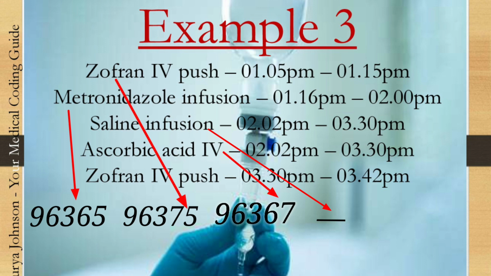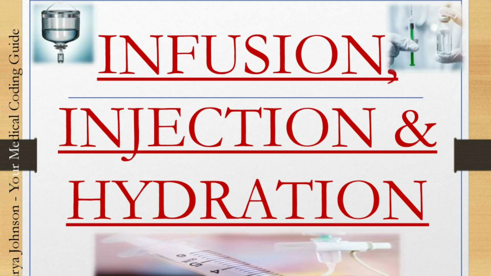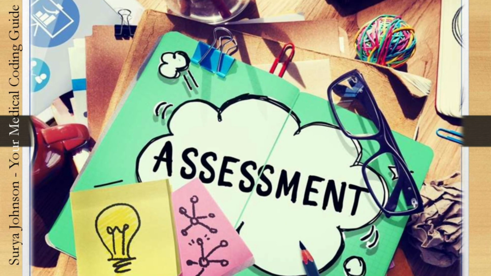Then for the second Zofran IV push from 3:30 p.m. we'll code 96376. There is a time interval from the first Zofran IV push to the second Zofran IV push. If it is less than 30 minutes, we cannot code. So in this case, we can code the 96376 for the additional Zofran IV push given. Hope you all have a clear picture about infusion, injection and hydration codes, right? Let's assess how far you understood.